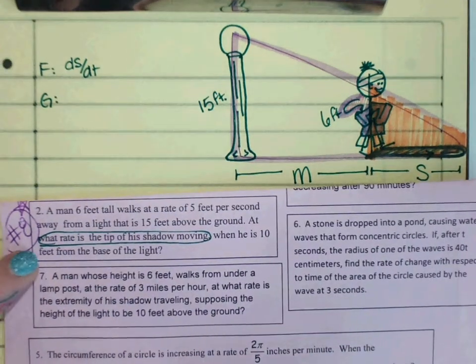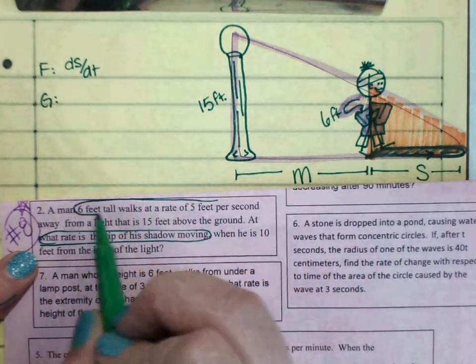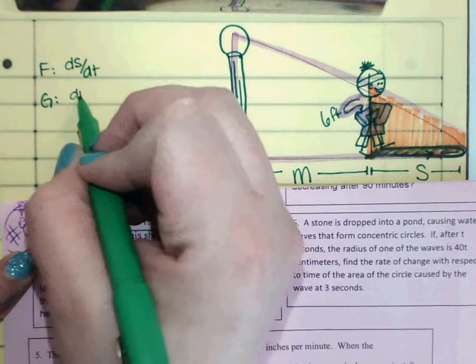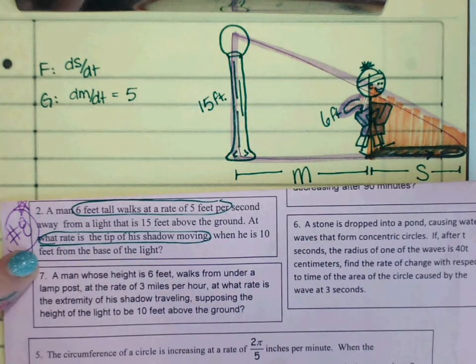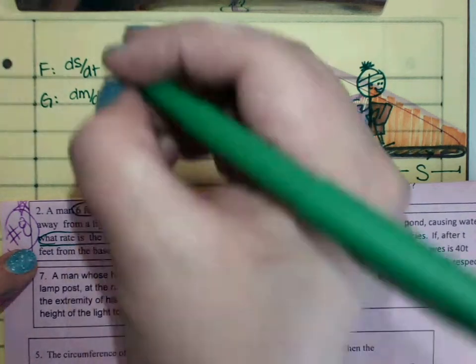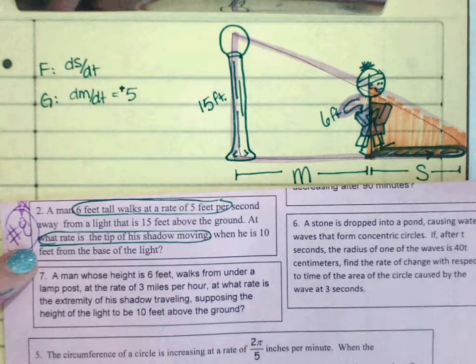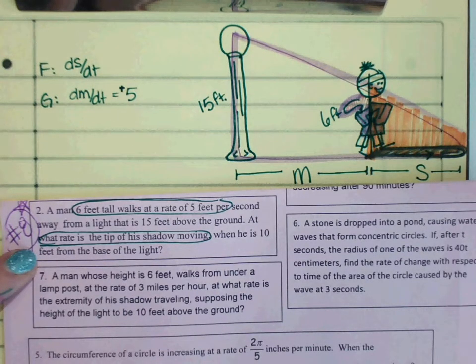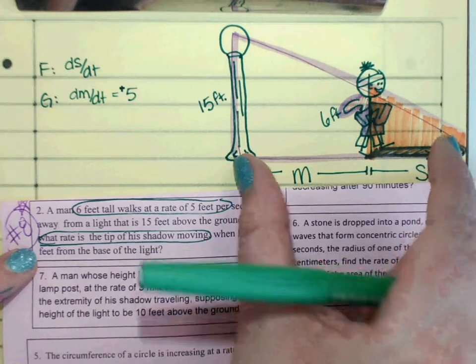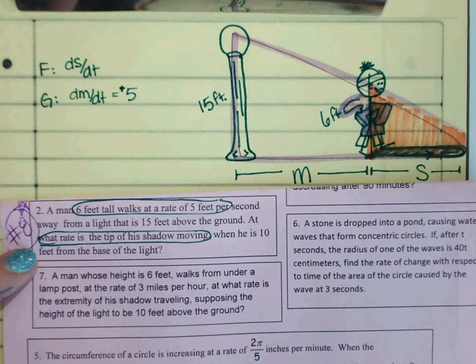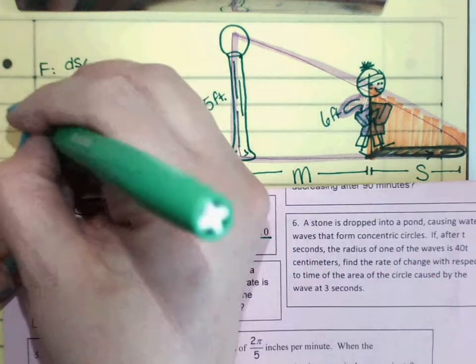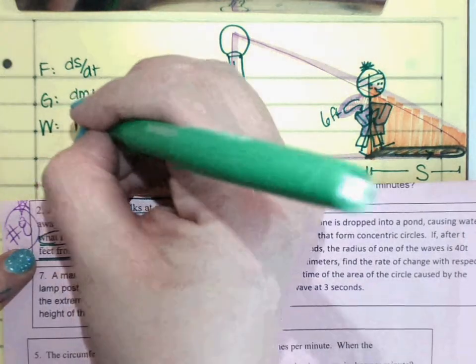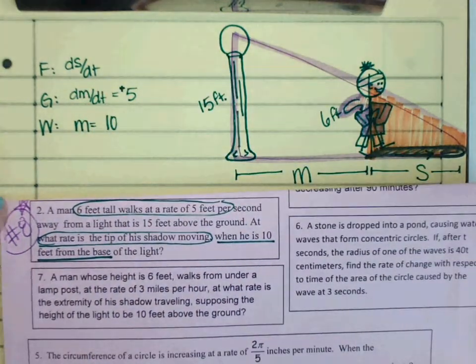Okay, given. They told us how fast he's walking. How fast is he walking? 5 feet per second. So dm dt is 5. Now, quick question. If he's walking away from the light, is his distance from the light increasing or decreasing? Increasing. So I need to put a positive 5 there, because he is going to be getting farther and farther away from the light. This side will be expanding. Then it says when he's 10 feet from the base. What is that a measurement of? M. The man is 10 feet away. That makes it an M.